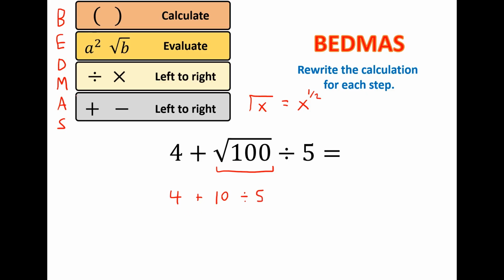Now in this case, do we have any division and multiplication? Yes, we do, right here. So we solve that first. So we're not going to do 4 plus 10. We're simply going to do 10 divided by 5 first because we're going in order of operations. So in this case, 10 divided by 5 is going to be 2. So I got 4 plus 2. Now 4 plus 2 is simply going to be 6. So 6 is my final answer.